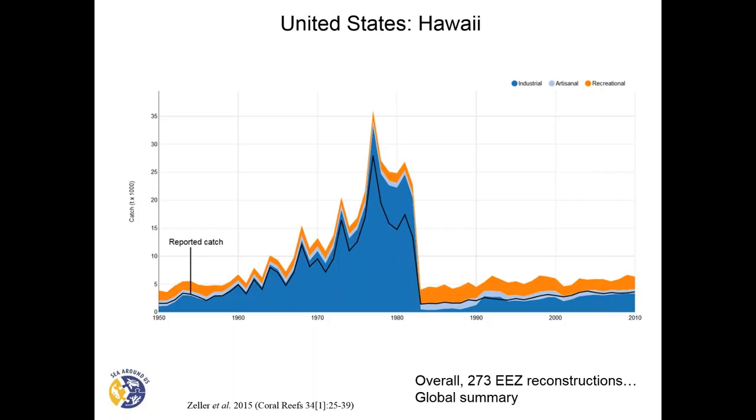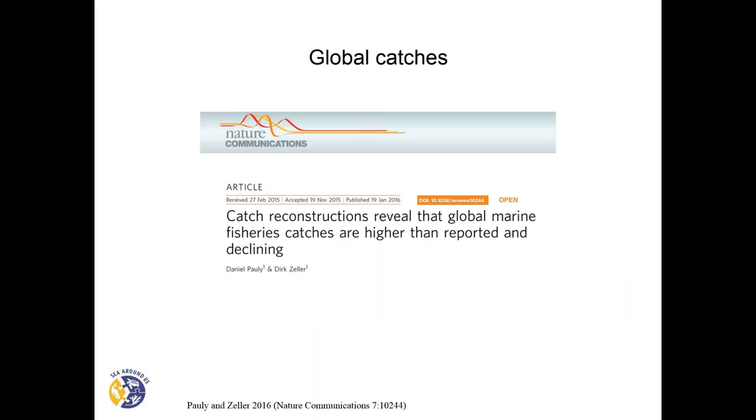Again, the recreational data are missing from the data that the United States reports to FAO. The United States has a very good recreational survey system and very good recreational data, but they're not included in the data set they forward to FAO. In this particular case, FAO explicitly asks countries to include recreational data in the reports, but to our knowledge, at the moment, there's only one country in the world that does that regularly, and that's Finland. So these are just a few examples. Overall, we have about 273 of those. And now I'm going to hand back to Daniel for the global summary.